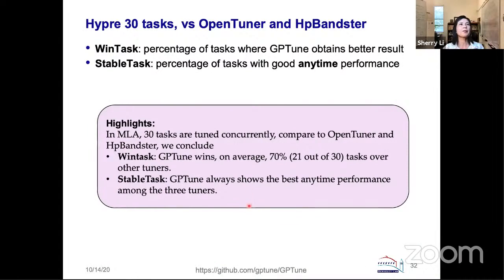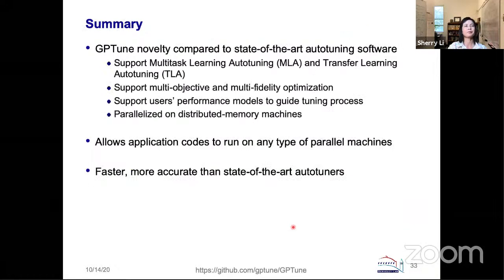So that's just a summary of the results. For win task, GPTune wins on average 70%, so it's 21 out of 30 tasks where we're better. And for stable task, GPTune always shows the best anytime performance.